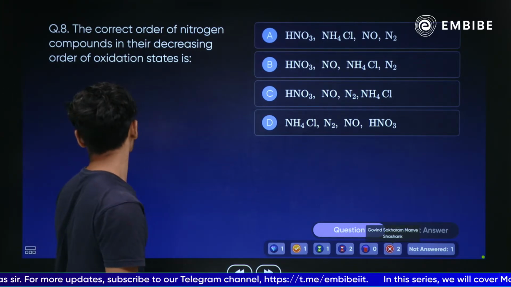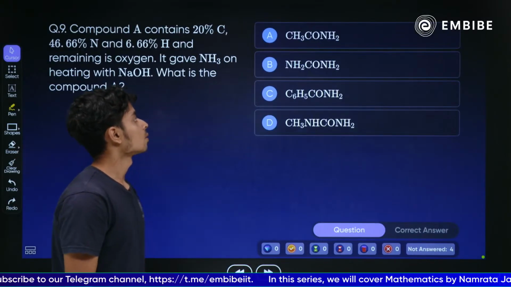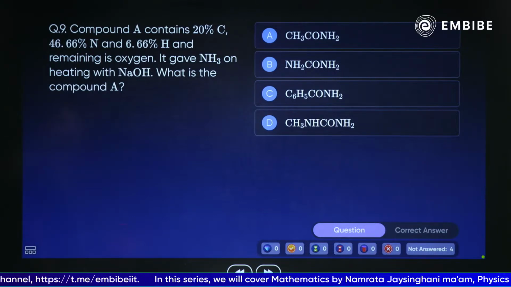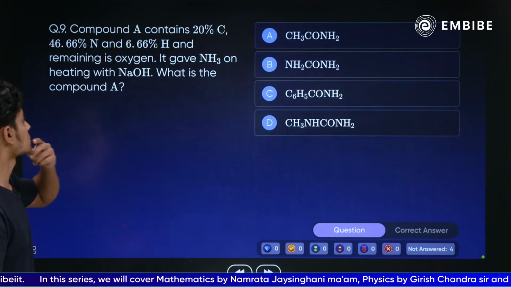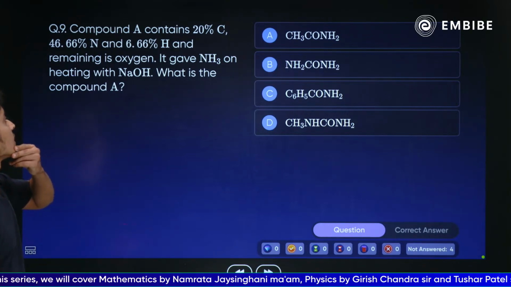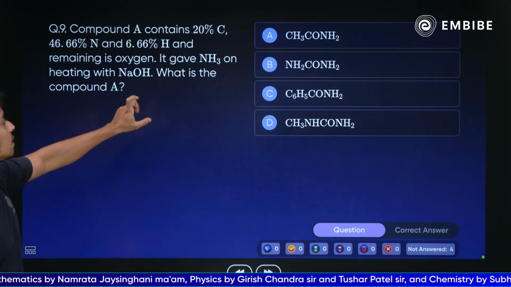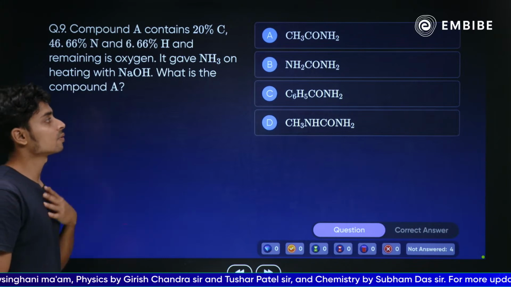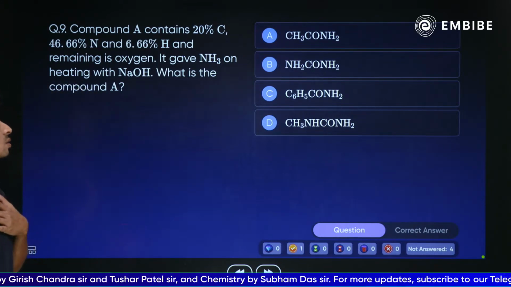Next question. Okay guys, try this question. It's an empirical formula question, and you don't have the molecular formula here, so you have to figure it out. A little bit of memory is also required. The compound that we finally get gives NH3 on heating with NaOH.